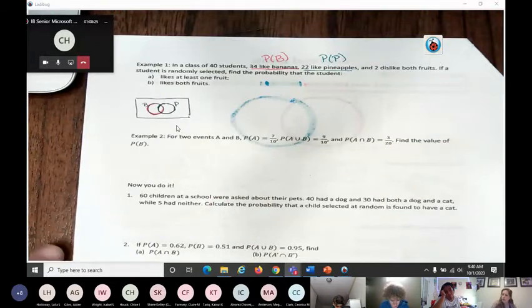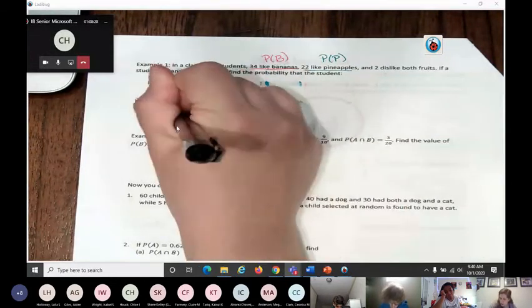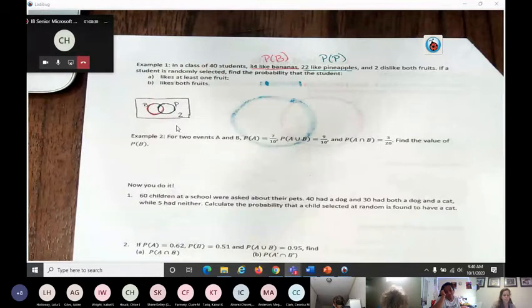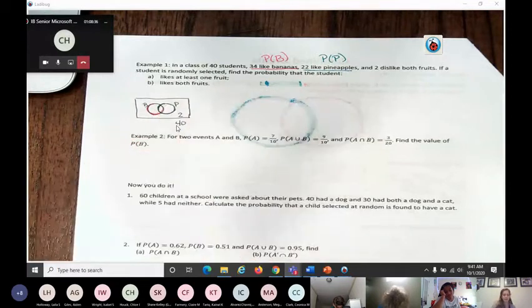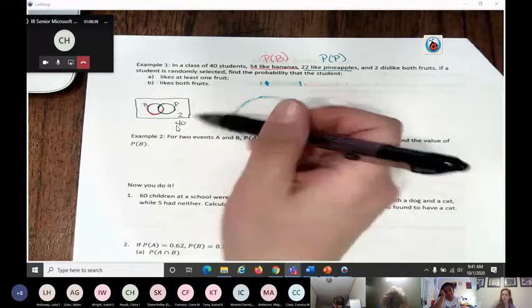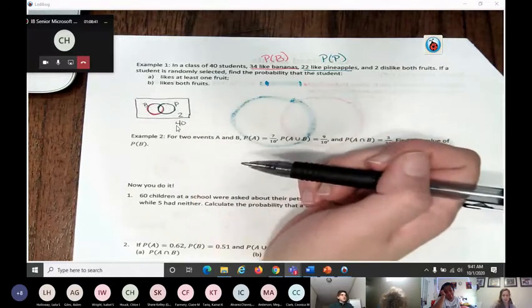And we know that 2 people dislike both fruits, so there's got to be 2 people outside of them, okay? And there's also a class of 40 students, so 40's got to be on the outside, okay? There's 40 total in this whole thing, okay?